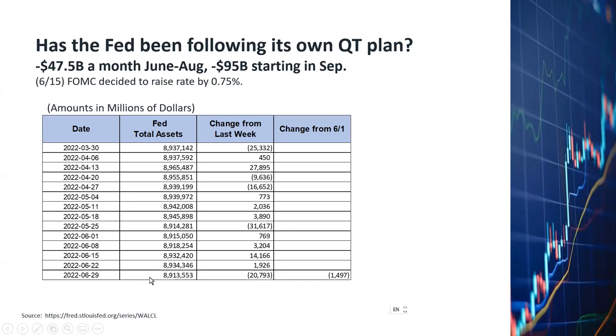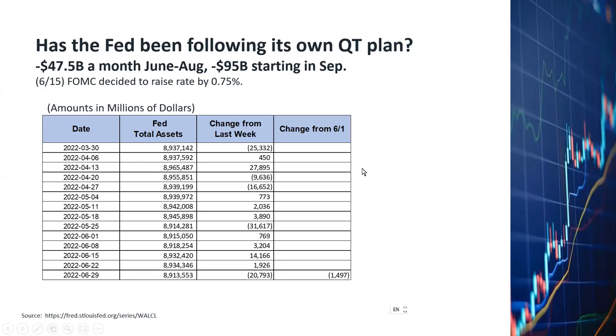If you look at the Fed assets for the week ending June 29th, it was at the $8.913 trillion level. As of June 1st, it was at $8.915 trillion. That means the reduction for almost the entire month of June was only $1.497 billion, which is very much short of the $47.5 billion target. What happened? Did the Fed give up on QT?